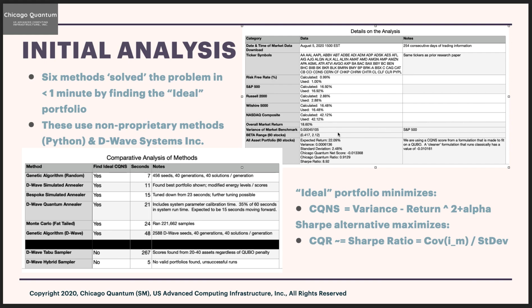The variance of the market benchmark is a little high at 0.00045. We would expect to see something like 0.00040. And so it's kind of an active market right now, and the beta range of the 60 stocks is 0.42 to 2.1. And this is what the 60 asset portfolio looks like.